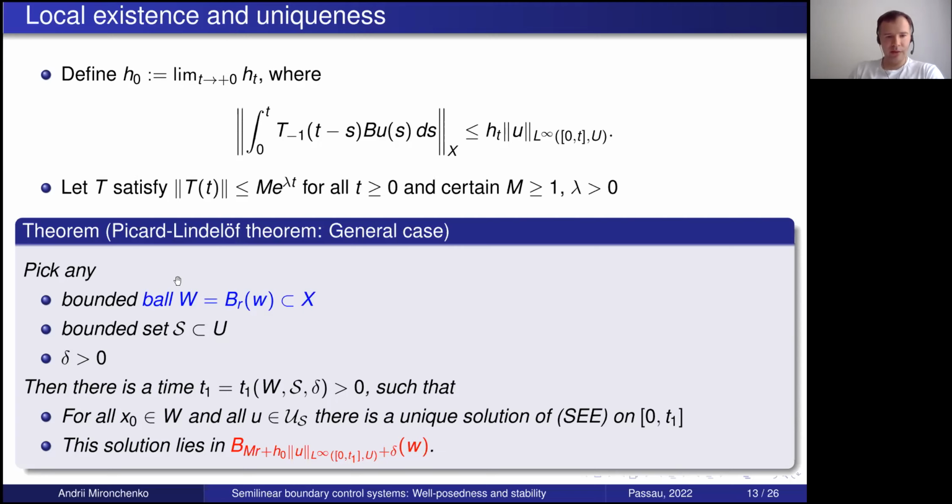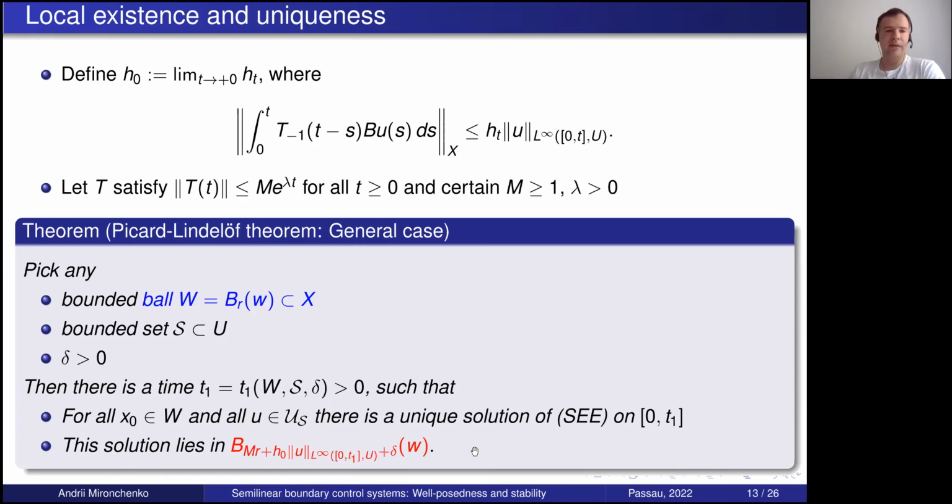And now we have our local well-posedness theorem. Pick any bounded ball in the state space. Take any bounded set S and any delta. Now there is a time t1 which depends only on this data, such that if we start in each point of this ball, and if we apply any input whose essential image is in S, then we have a unique solution on 0 to t1, and we can even say where this solution lies, namely in a ball with this radius.